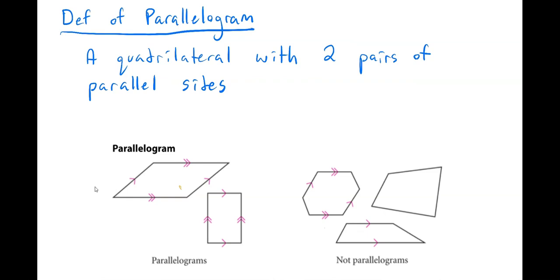And then over here we have a hexagon. That is not a quadrilateral, so that's not a parallelogram. This one is a trapezoid because it has 1 pair of parallel sides. And this other one is nothing. It doesn't have any parallel sides, just a generic quadrilateral.